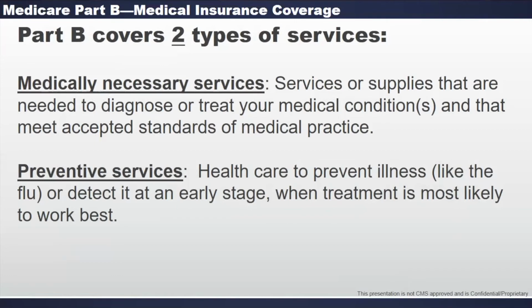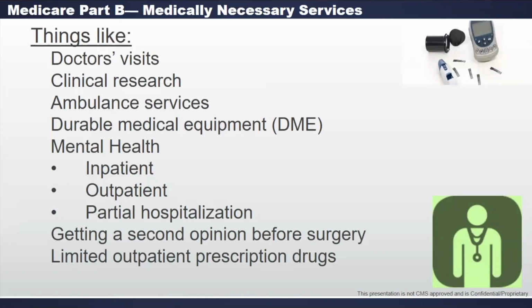The other way to break down Part B is to look at it as medically necessary services and preventative services. Services or supplies that are needed to diagnose or treat your medical condition have to meet the accepted standards of medical practice, or it could be to prevent an illness or detect it at an early stage. It's just another way of dividing up your Part B. So when we say doctor visits, clinical research, ambulance, they're going to be covered by Medicare, but I don't want you thinking that means zero payment. You can get a lot of this, but it'll have a copay attached to it. And remember, in Part B, it's not a copay, it's co-insurance, and you're paying 20%.